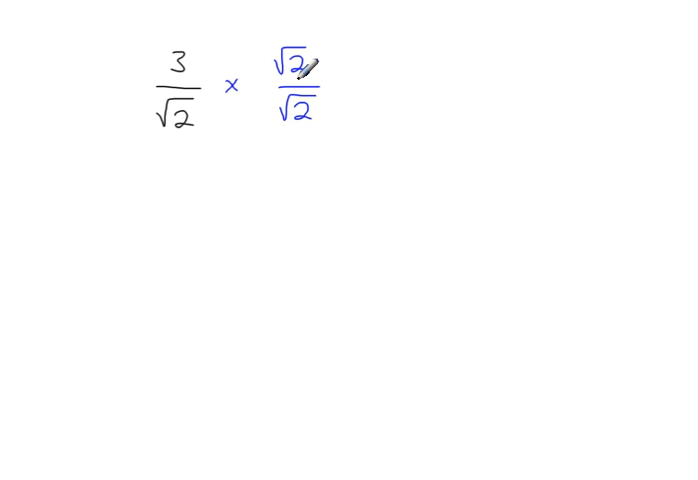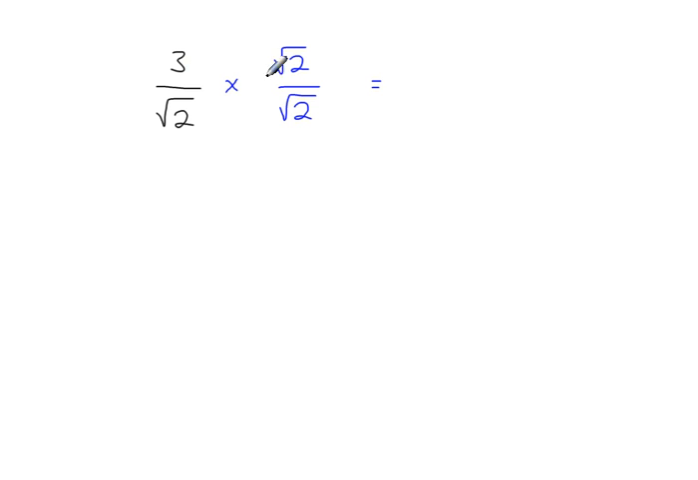Anything multiplied by 1 is itself. So for instance 5 times 1 is 5. Root 7 times 1 is root 7. So I'm effectively multiplying by 1. So nothing's going to change. The numerical value of 3 divided by root 2 will be maintained.